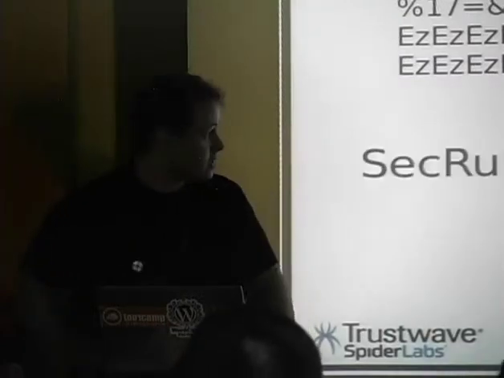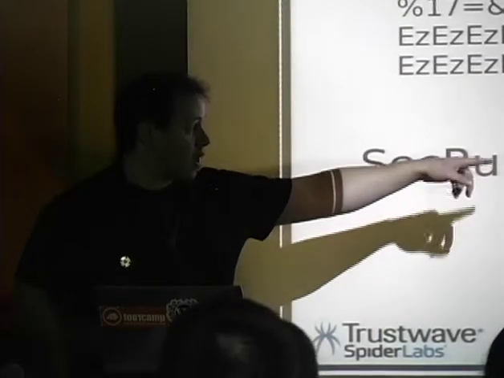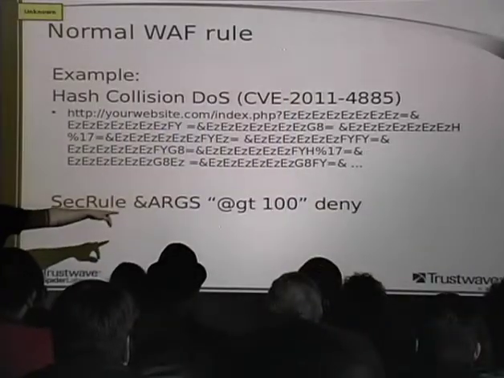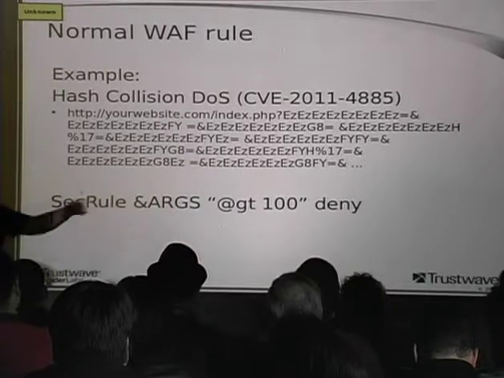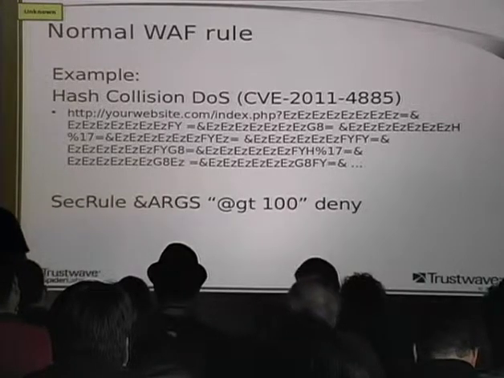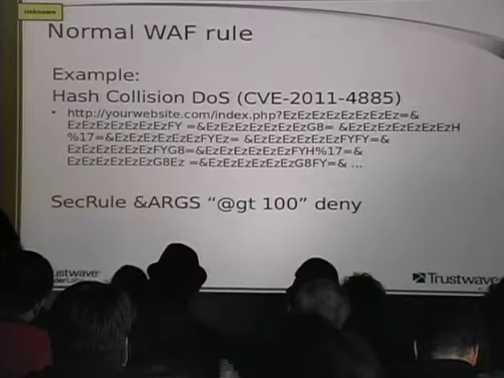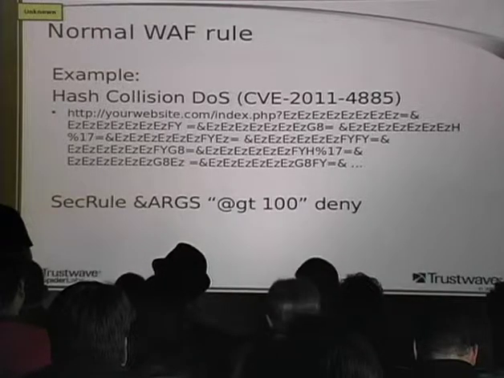Nothing. It's pretty easy. So you can just say, rule &ARGS, which says number of args, arguments. These are the key value pairs that are sent along. And you say @gt 100. This seems right. Who here has a website that sends more than 100 variables in order to function? Nobody? Well, this is an interesting story I have with the place that I worked.